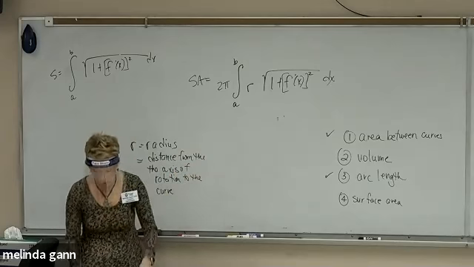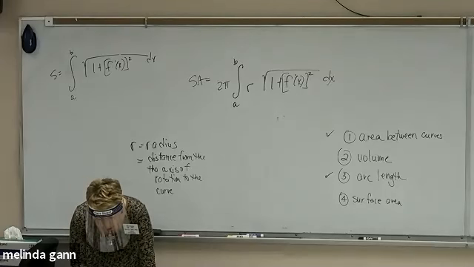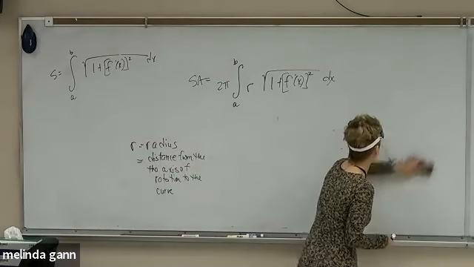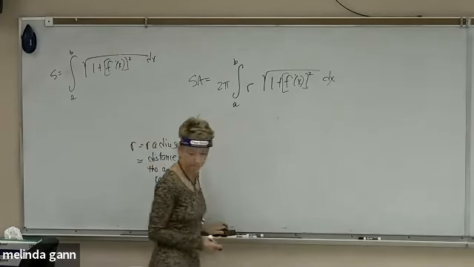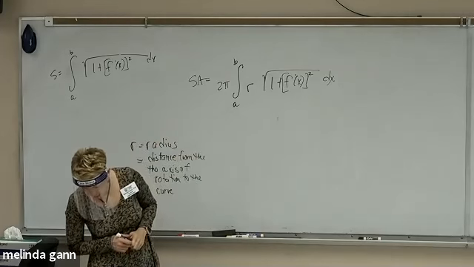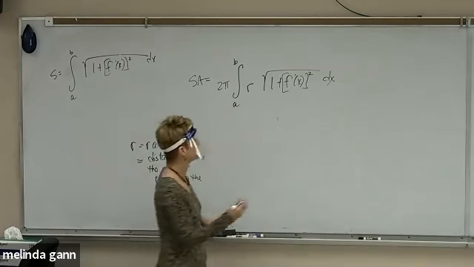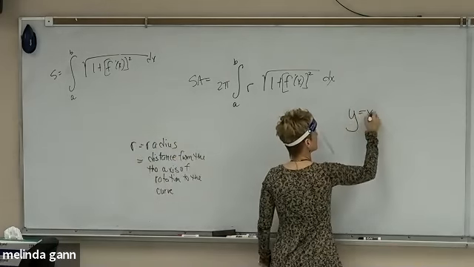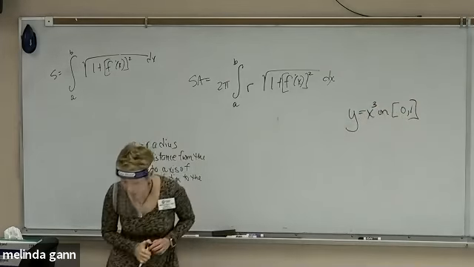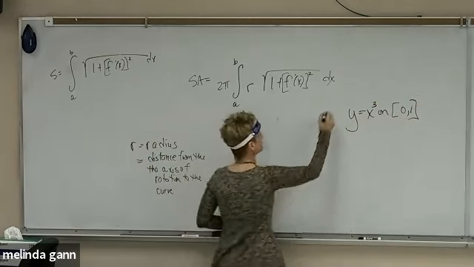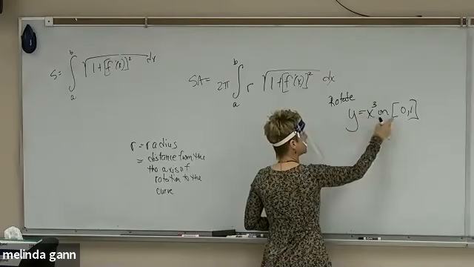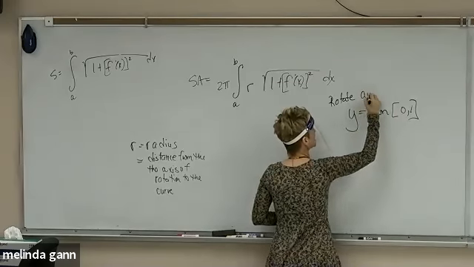So let's go do one. All right, on page 480, here's what they tell us. Find the area of the surface formed by revolving the graph of y equals x cubed on the interval from 0 to 1, and they're going to flip it around the x-axis. All right, rotate y equals x cubed from 0 to 1 around the x-axis.